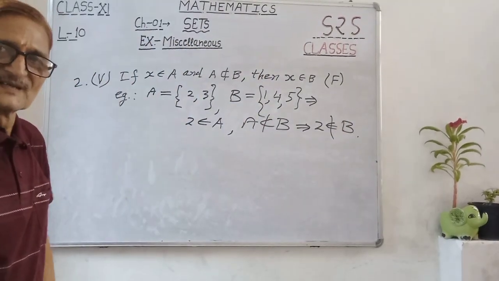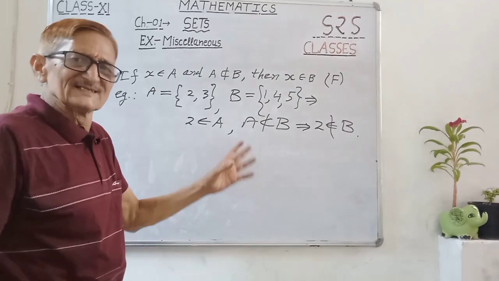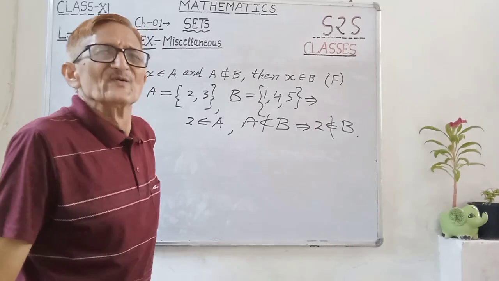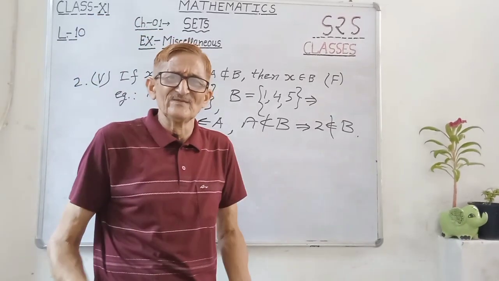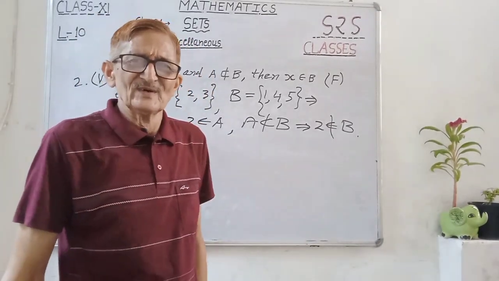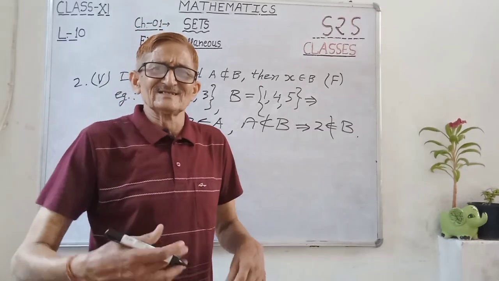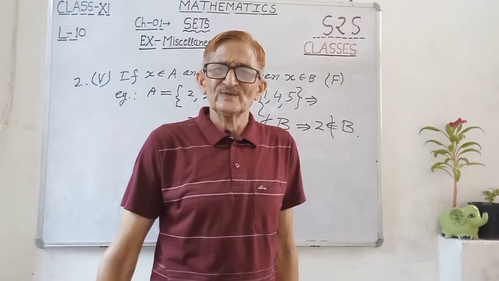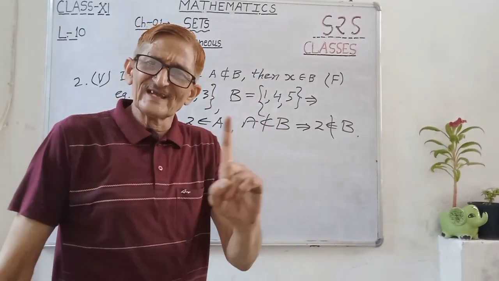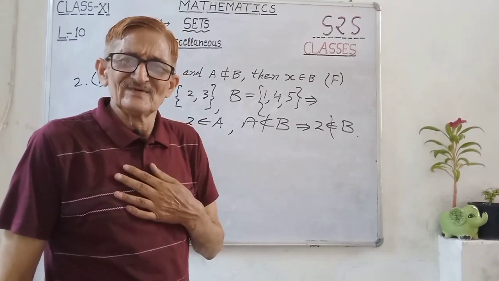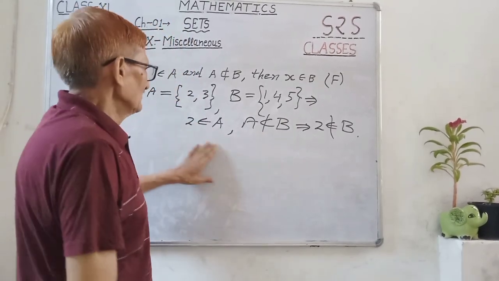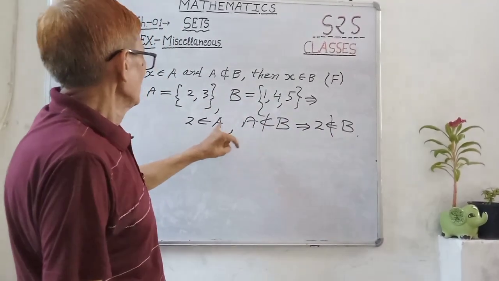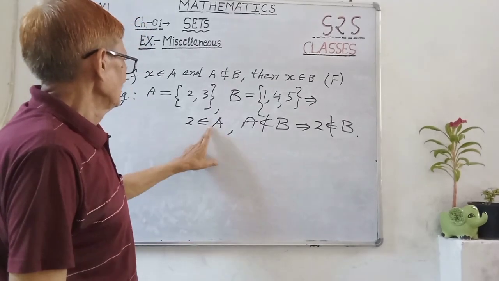Okay, in every sense that must be true. If one example is not true, that statement is not true. Until the statement is true everywhere, in every sense, it is not true. So for false, only one example is sufficient. So in this example, let x equal to 2, we have taken, x belongs to A, done.